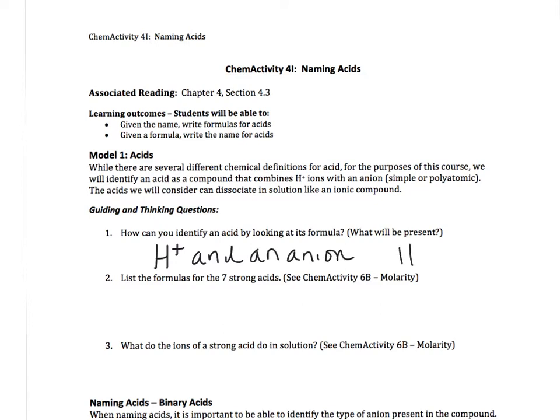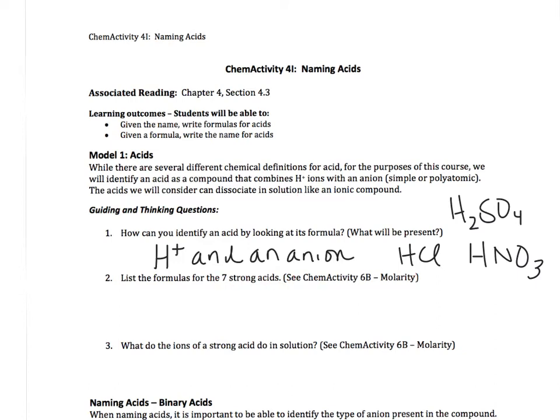So it could be like HCl or HNO3, or it could be something like H2SO4. So it can have more than one H+. As the model said, we're going to consider acids that dissociate in solution like an ionic compound. And those are going to be our strong acids.